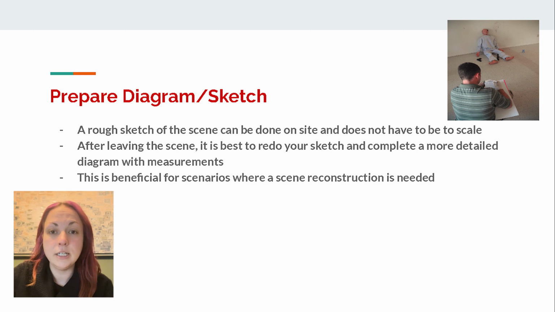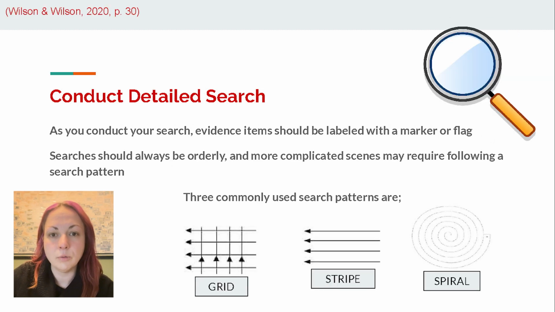When you're conducting your detailed search, always make sure to mark evidence with a flag or some other sort of marker. Searches always need to be orderly, but more extensive searches may require a search pattern, and this can be done in a grid pattern, stripe, or spiral pattern.